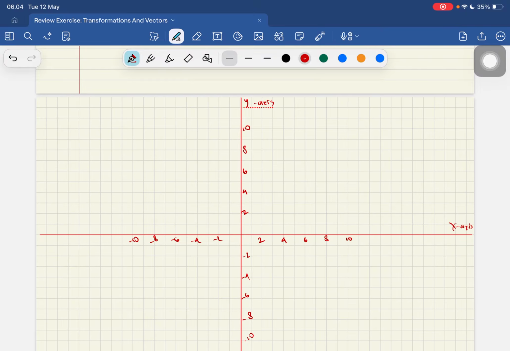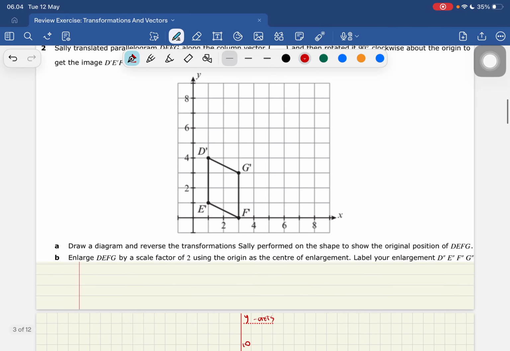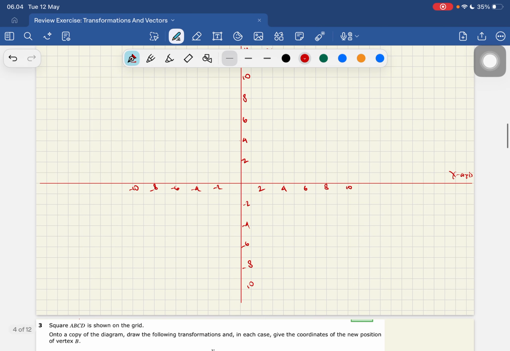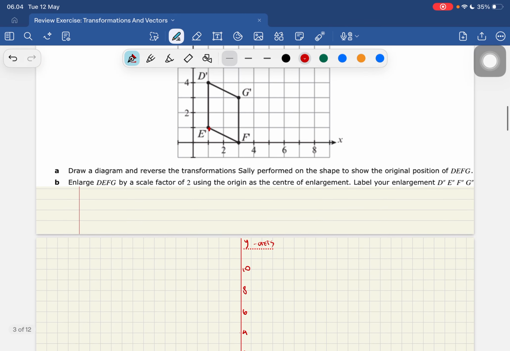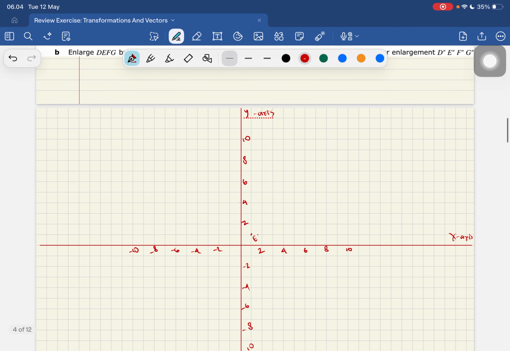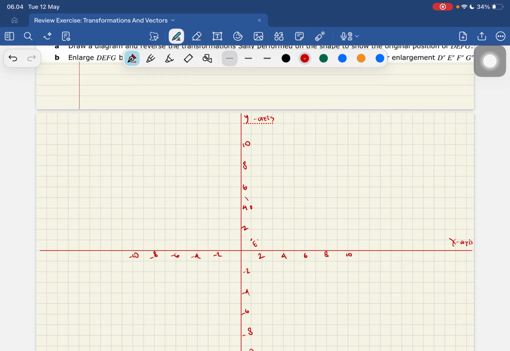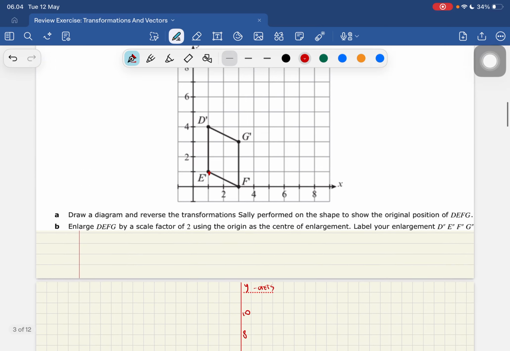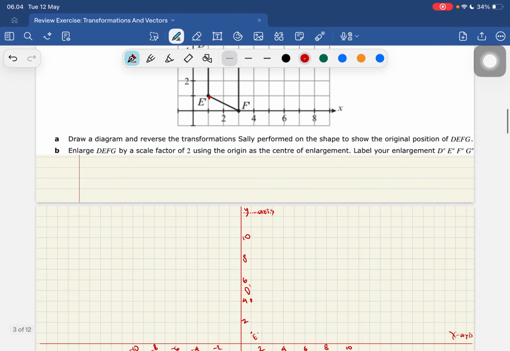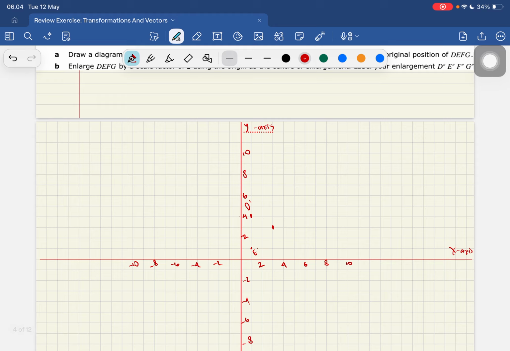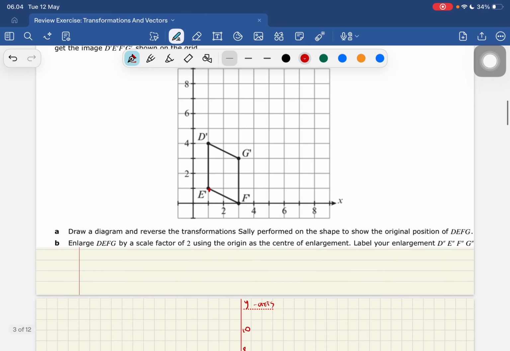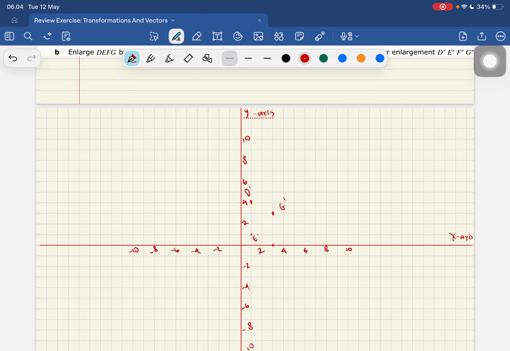Okay. So let us draw the parallelogram. From here, E is (1, 1). So here is (1, 1) and then (1, 4) for D. Okay, (3, 3) for G. And F is (3, 0). Okay, we can connect it.